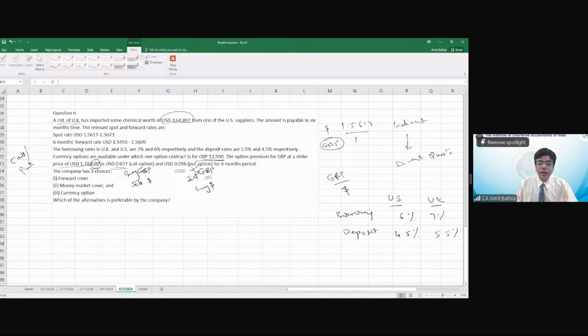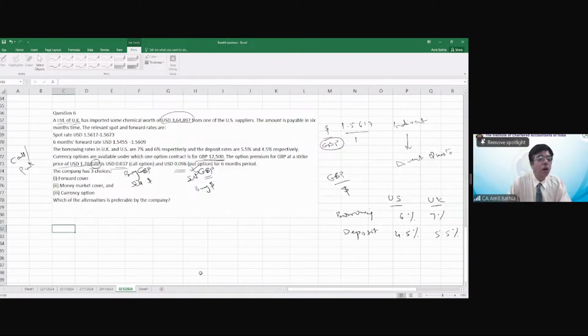You will be buying dollars, right? So you'll have to go by the ask rate, am I right? Yes. So first of all, let us convert the spot rate and 6 months forward rate into direct quote. It is currently given as indirect. So let's start the solution.